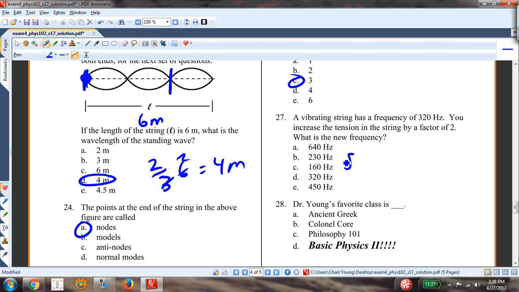So going back to what we had before, 1 over 2L square root of T over mu. That T is the tension. What if I double it? Then I'm going to increase my frequency by a factor of root 2. So let's say 320 times the square root of 2, which is 1.4, and I get 450 hertz. I know that it has to get bigger, right? So I can get rid of this, this, and this. So it's either A or E.